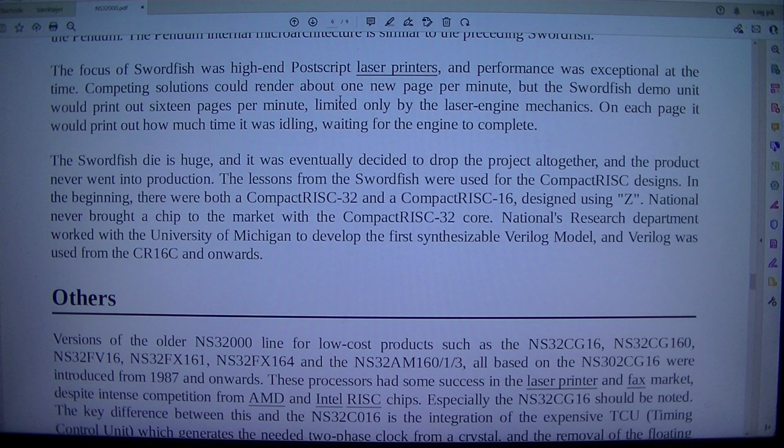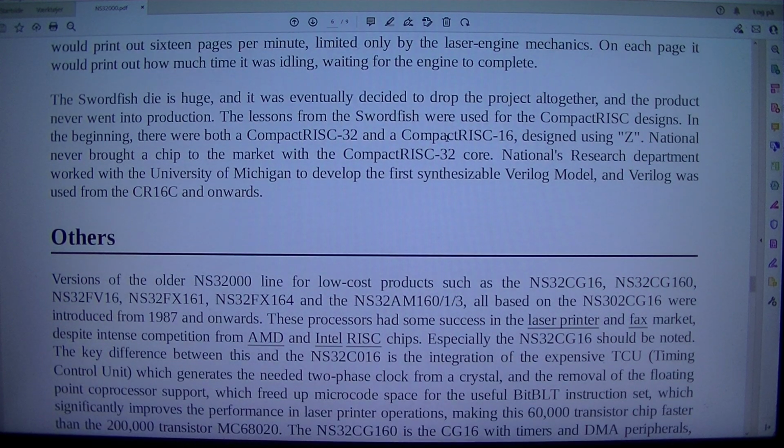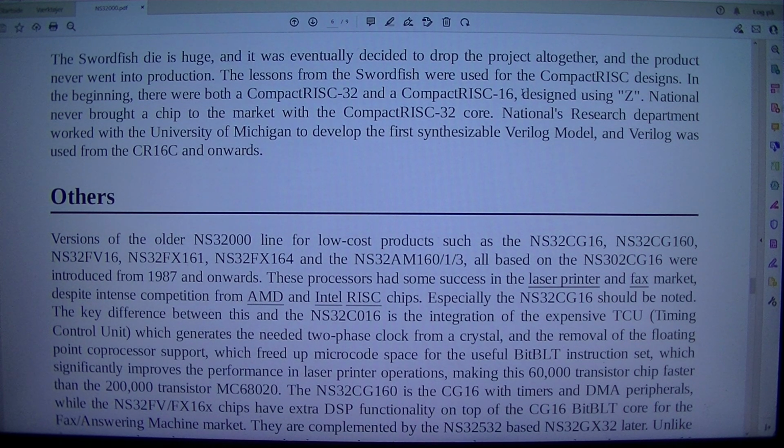Competing solutions could render about 1 new page per minute, but the Swordfish demo unit would print out 16 pages per minute, limited only by the laser engine mechanics. On each page it would print out how much time it was idling, waiting for the engine to complete. The Swordfish die is huge, and it was eventually decided to drop the project altogether, and the product never went into production. The lessons from the Swordfish were used for the Compact RISC designs. In the beginning, there were both a Compact RISC32 and a Compact RISC16, designed using Z.